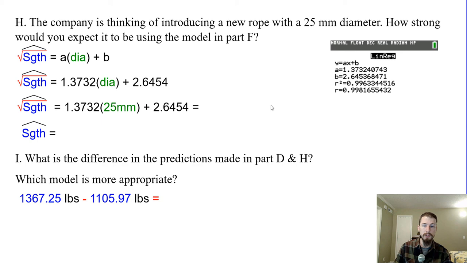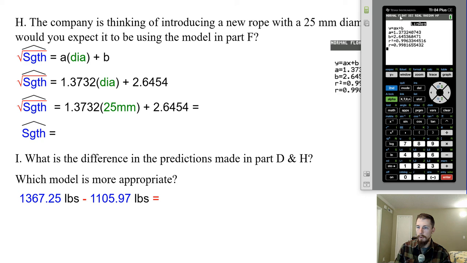All right, a company is thinking of introducing a new rope, 25 millimeters. How strong would you expect it to be using our new model in part F? So now notice it's a re-expressed strength. The predicted square root of the strength is going to be equal to our new A and our new B. So to do that, I've already done that, which is exactly the same thing I have here.